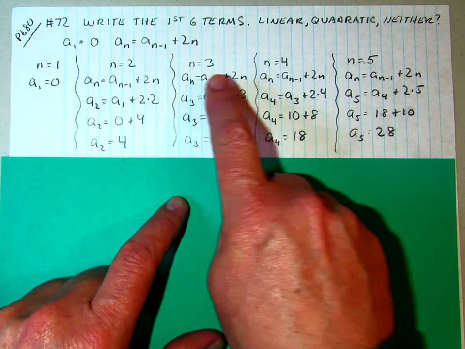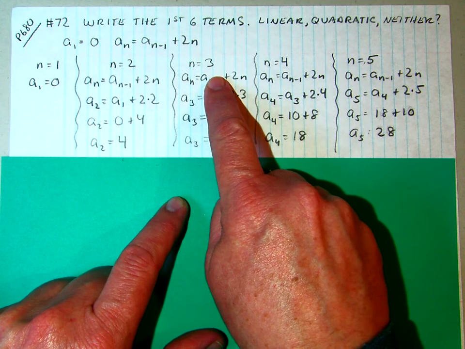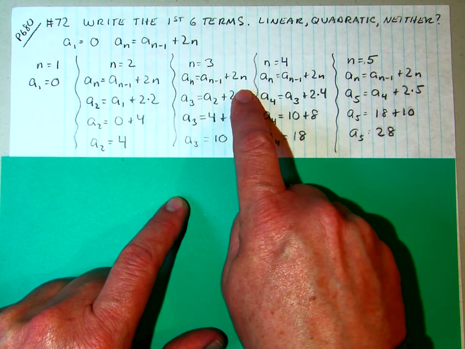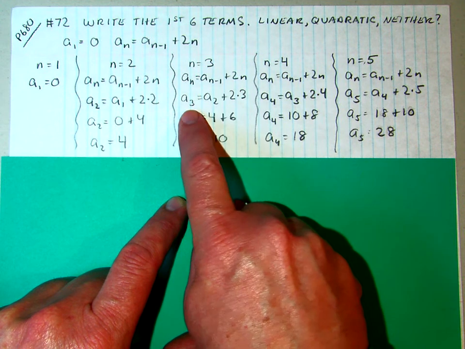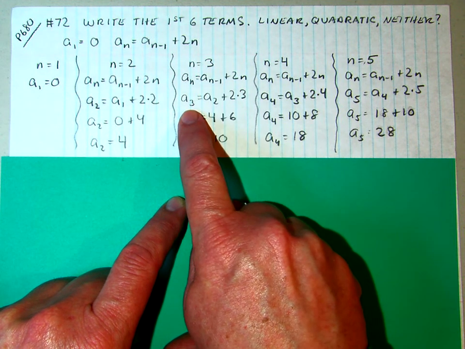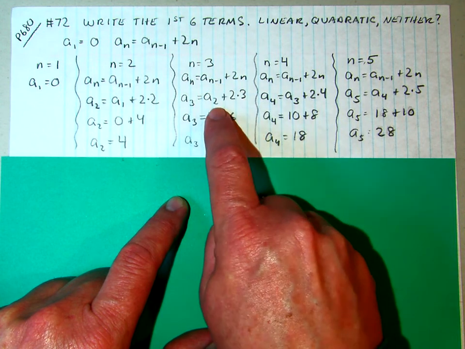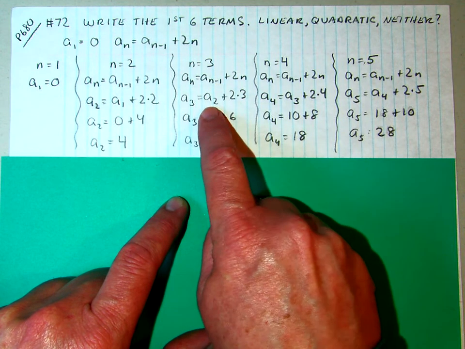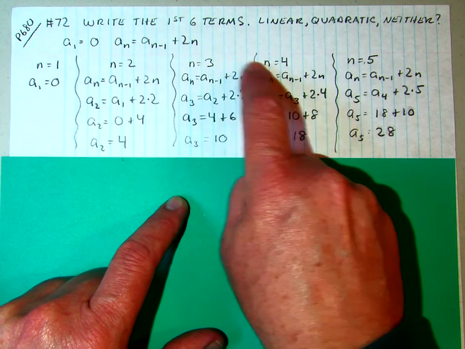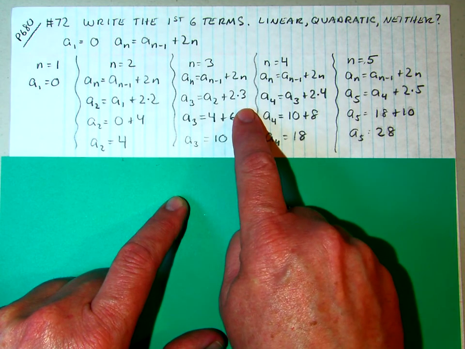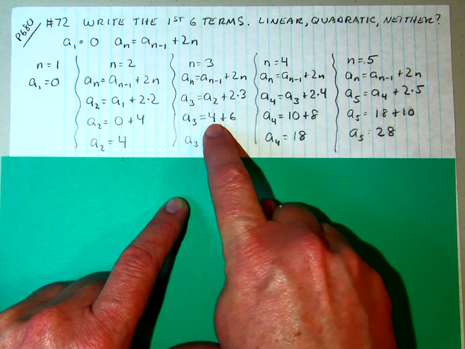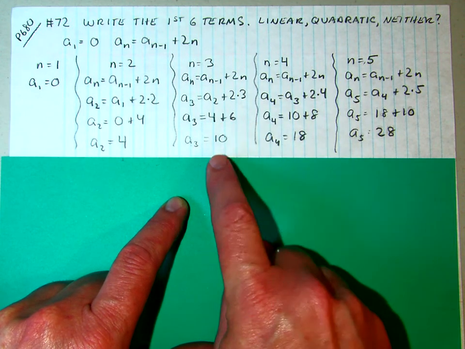Now we move to n equal to 3, starting with the same formula. If n is 3, we're looking for a sub 3. That's equal to a sub 2, which is one term prior to that one, plus 2 times the number of the term, which is 3. Well, we know a sub 2 from the previous step. 2 times 3 is 6. Our third term is 10.